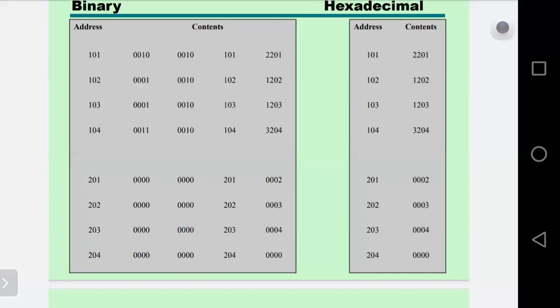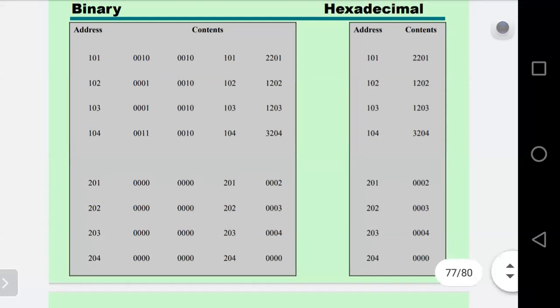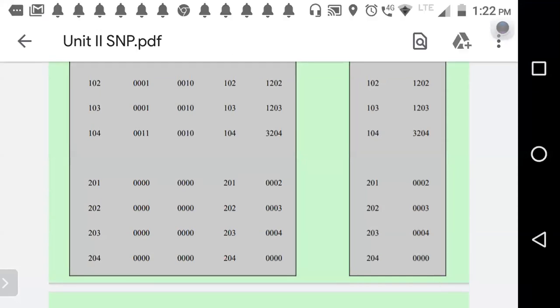The first line is for the address. Then the second is for the opcode. 102, whatever data is at 102. So at 102, when you translate it into decimal, the number is 1202, right? The second line in binary, 1202.